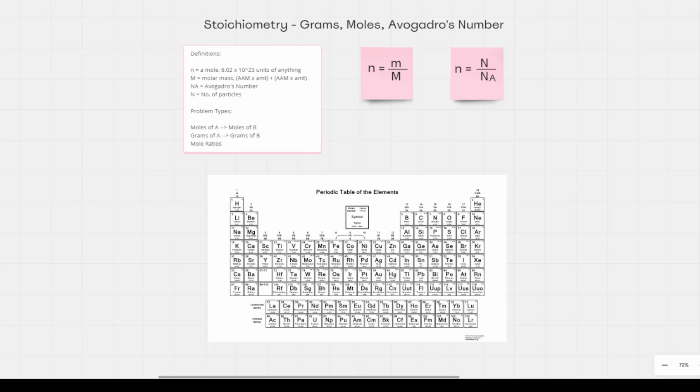So for this formula over here on the left, if you divide the given mass of a substance by the molar mass of a substance, you'll get moles. And over here, if you divide the number of particles of a substance by Avogadro's number, which is a given, 6.02 times 10 to the 23rd power, you'll get the number of moles of that substance. So we're going to go over some basic problems here just so that you can get comfortable with using these formulas.